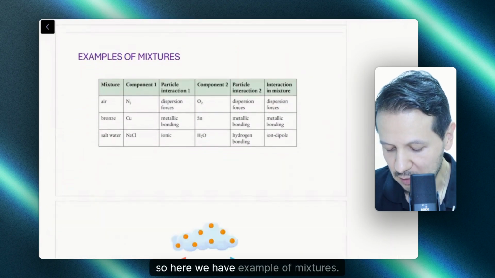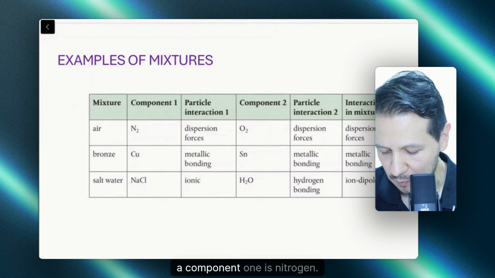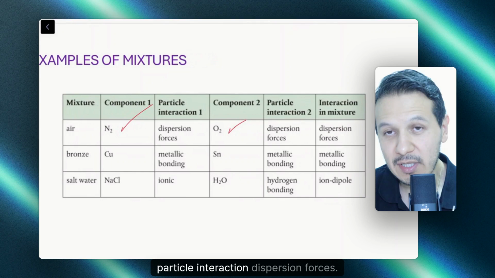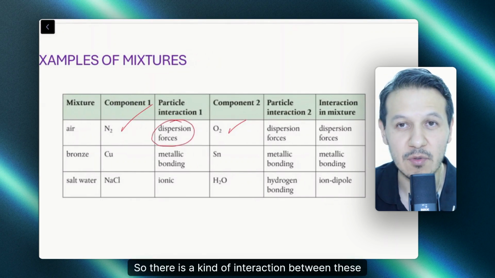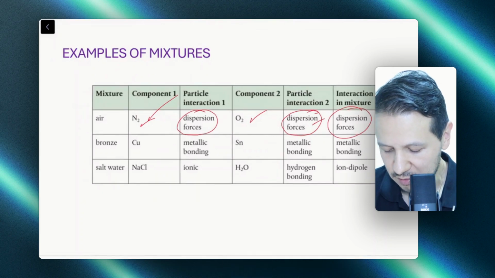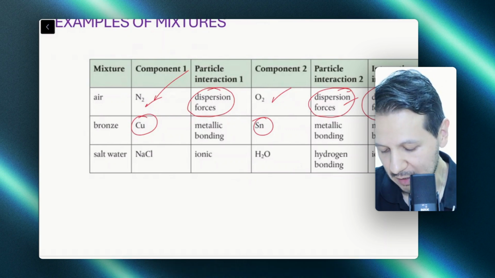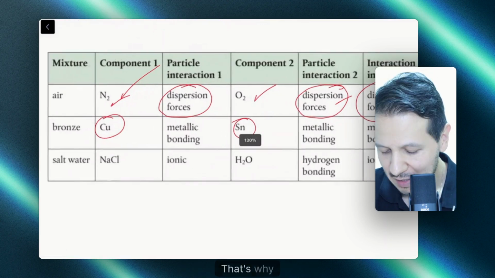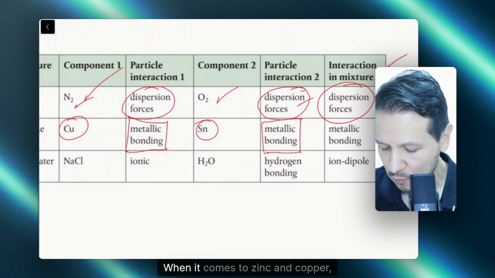Okay, so here we have examples of mixtures. Air, as I mentioned before: component one is nitrogen, component two is oxygen. The particle interaction is dispersion forces, so there is a kind of interaction between these particles. Bronze. Remember that this is an alloy made of two elements, copper and zinc. You can see only one phase. It's only one metal, the one that you will see. That's why in the particle interaction, we talked about metallic bonding when it comes to zinc and copper.